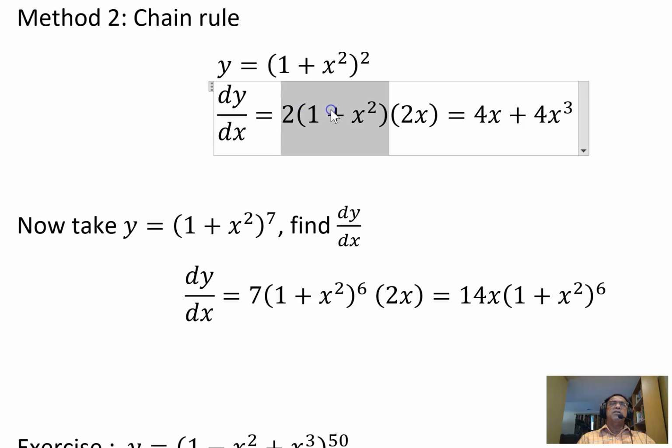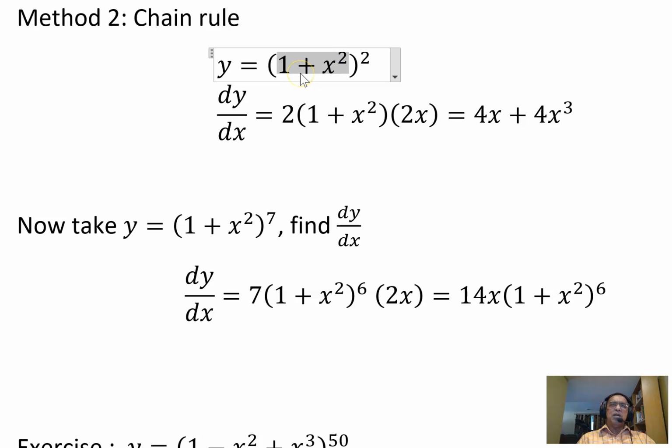Once you attack the wall, the thing that you do is you look inside. You look at the next layer. But you forget the wall completely, because the wall is now done. So this square, you forget about it completely. Now you only look at the inside. What is inside? The inside is 1 plus x squared. The derivative of 1 is 0, and the derivative of x squared is 2x. So just 2x. And then we are taking care of the inside.